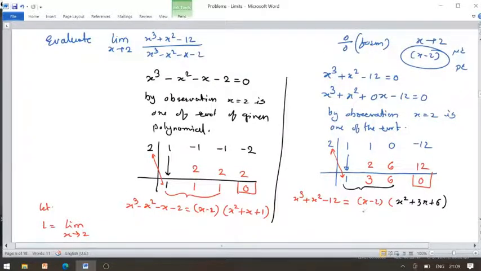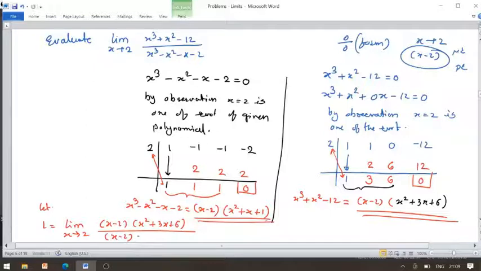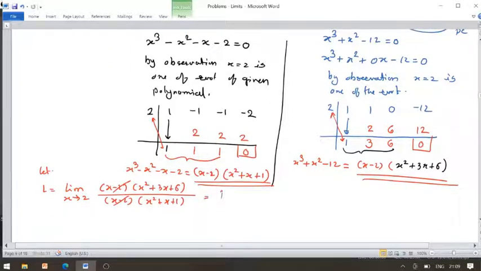Factors for the numerator are (x minus 2)(x square plus 3x plus 6), divided by factors of the denominator, we have (x minus 2)(x square plus x plus 1). Now x minus 2 gets cancelled. We have the remainder from numerator and denominator, (x square plus 3x plus 6) divided by (x square plus x plus 1). Now let us replace x by the value 2 as per the direct method of limit.